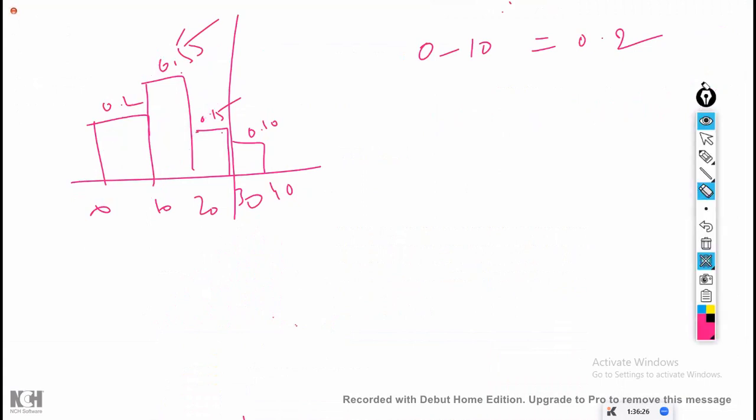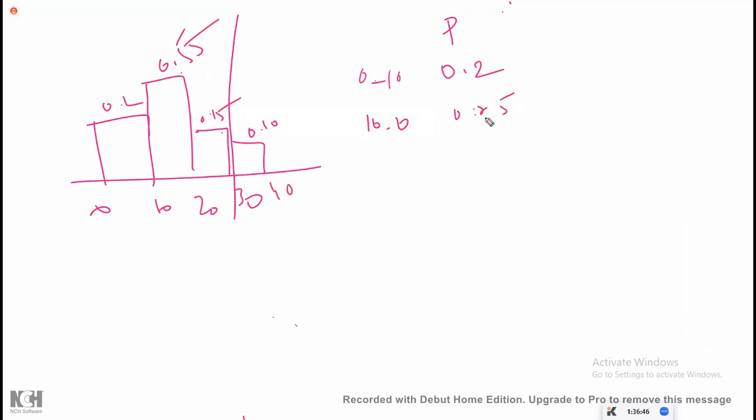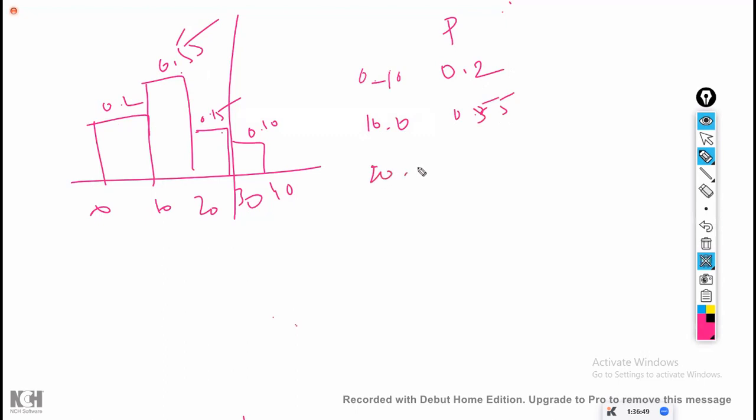In this example, if you take the probability between 0 to 10, the probability is equal to 0.2. Probability between 10 to 20, it is 0.55. 20 to 30, it is 0.15. 30 to 40, it is 0.10. These are the normal probabilities.